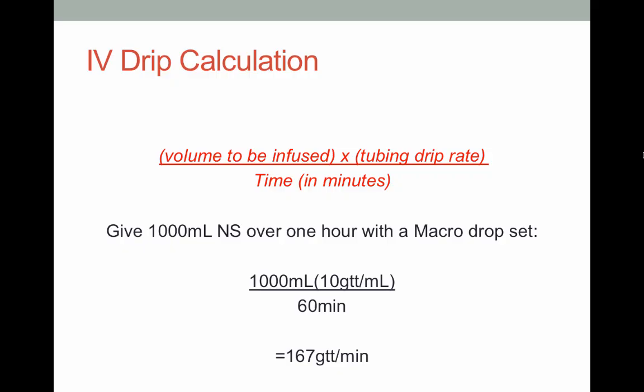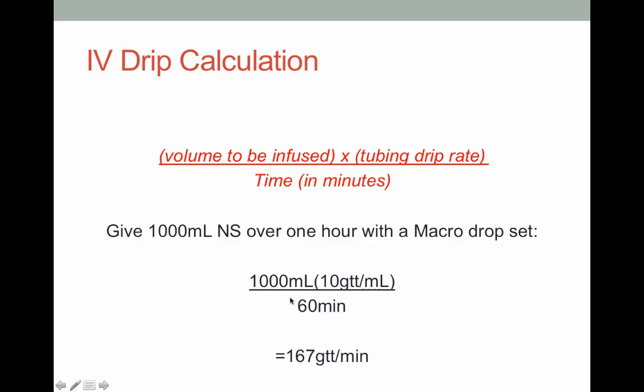For an amount of fluid that you want to give, the simple calculation is you take the volume that you want to infuse, multiply it by the drip set that you have hooked up to that bag, and then divide it by the time in which you want to give it over. And that time is in minutes. Just for a simple example, say we want to give 1,000 milliliters of normal saline over 1 hour, and we have a macro drop set hooked up.